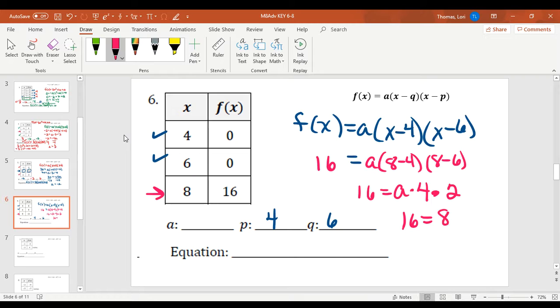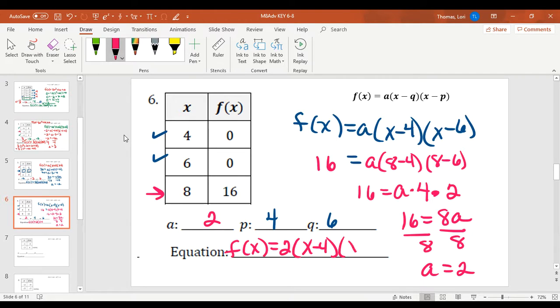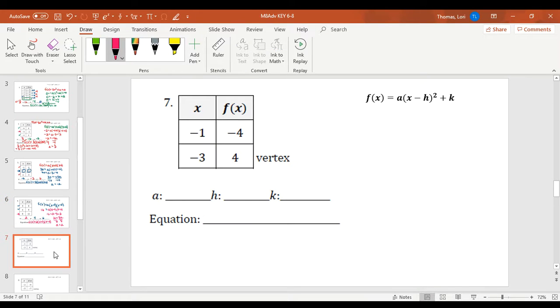4 times 2 is 8 times a. And then solve for a. Put it all together. X minus 4 times x minus 6. The next set we will take a look at is when we write it in vertex form.